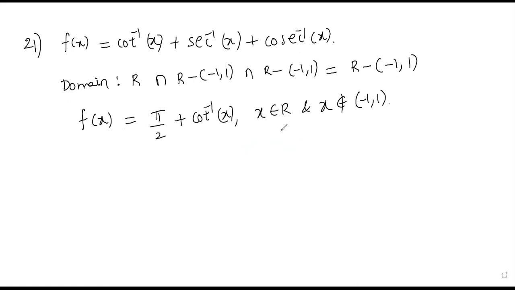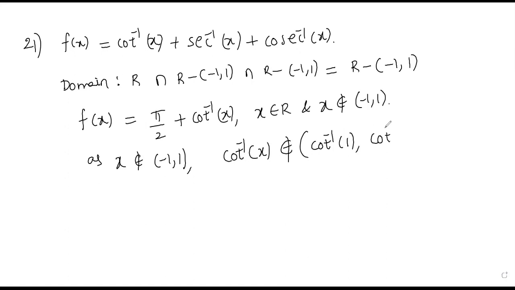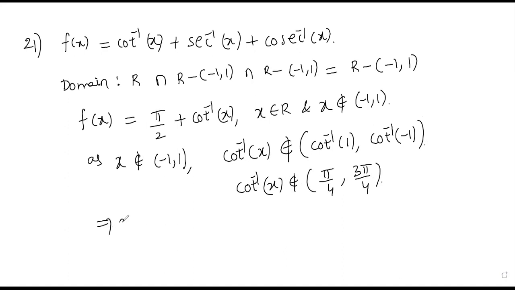The size of the range of cot inverse x also decreases because of the domain. The domain of f of x is not all real numbers. So as x doesn't belong to open interval -1 comma 1, and cot inverse x is a decreasing function, cot inverse x doesn't belong to between cot inverse 1 and cot inverse -1. That is, cot inverse 1 is pi by 4 and cot inverse -1 is 3 pi by 4. So as x belongs to R minus open interval -1 comma 1, now cot inverse x belongs to what? Open interval 0 comma pi except these values.